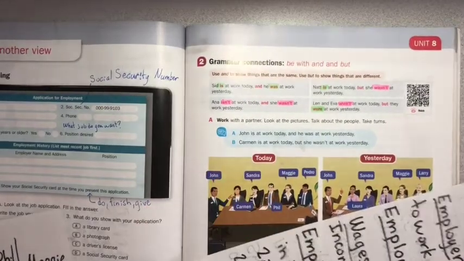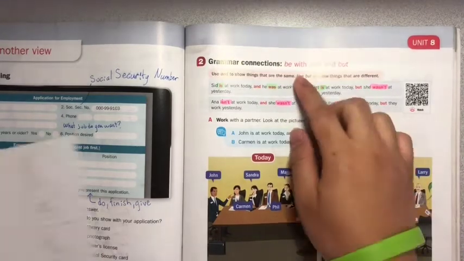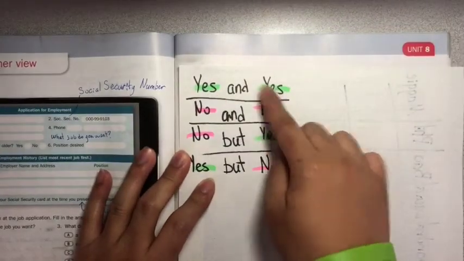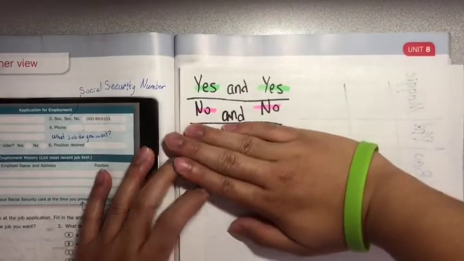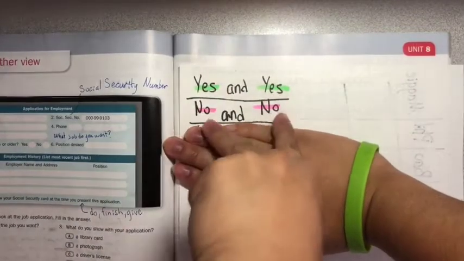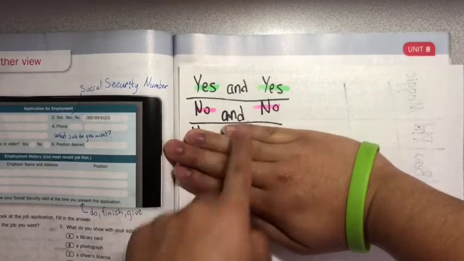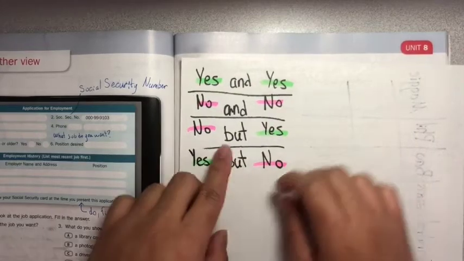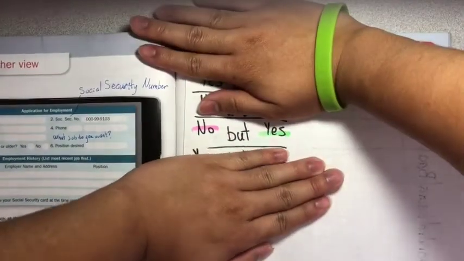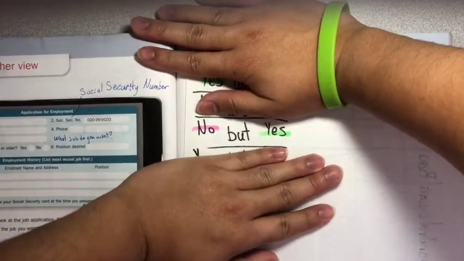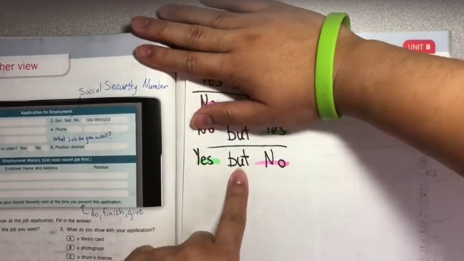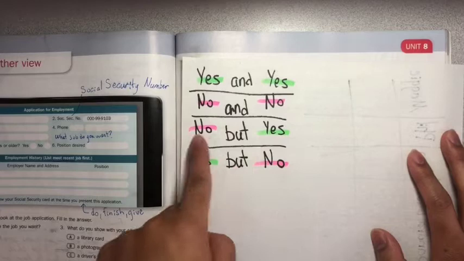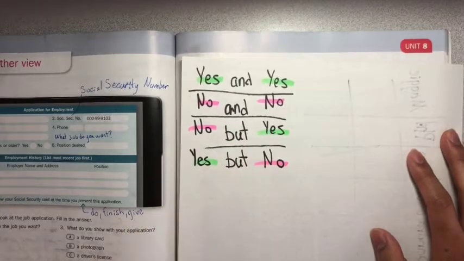Okay, so in the last video, we learned about how to use the word and and how to use the word but. If we have yes, yes, we use and. We have no, no, we use and. Why? Because these two are the same and these two are the same. If it's the same, we use the word and. Here we have no, yes, we use but. Yes, no, we use but. Why do we use but here? Because no and yes are different, so we use but. Yes and no are different, so we use but. If it's the same, we use and. If these two are different, we use the word but.